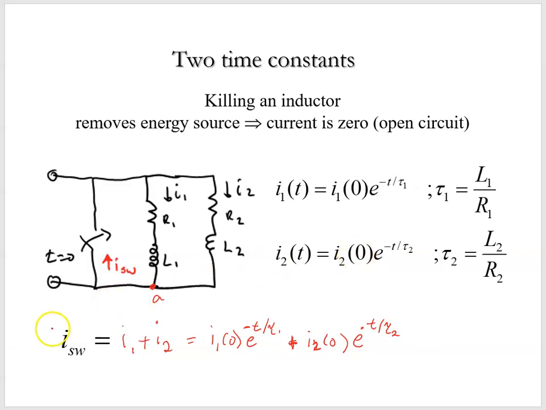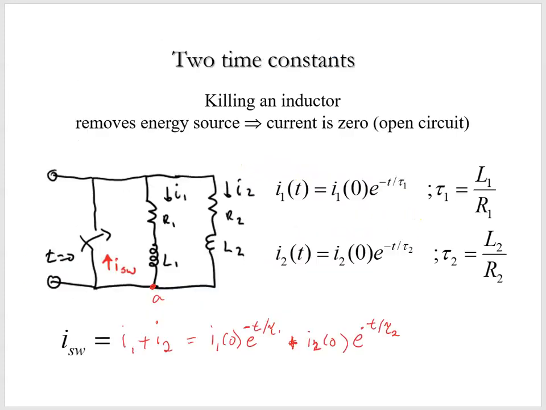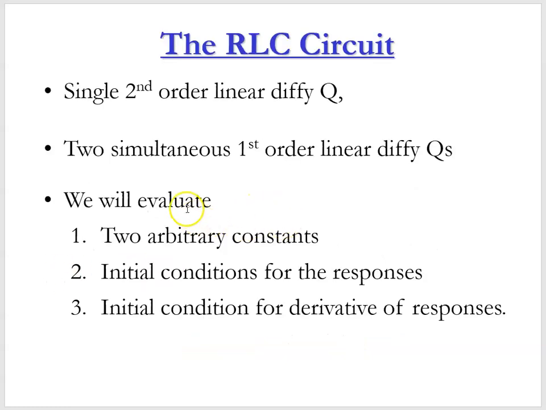And so we would have to have two initial conditions, which we did. So we'll do something similar with the RLC circuit, and again, we'll either end up with a single second order differential equation or two simultaneous first order linear differential equations. And that's what we had here, two simultaneous first order differential equations. So when we do that, we'll evaluate two arbitrary constants, initial conditions for those responses. We had two initial conditions in the last example there. And then we'll also have to consider an initial condition for the derivative of the responses if we don't have just two L's or two C's.